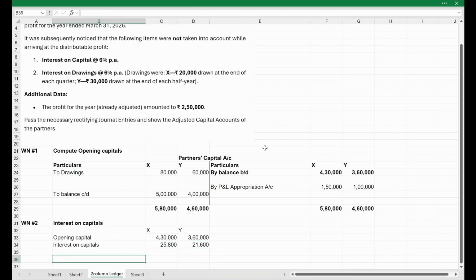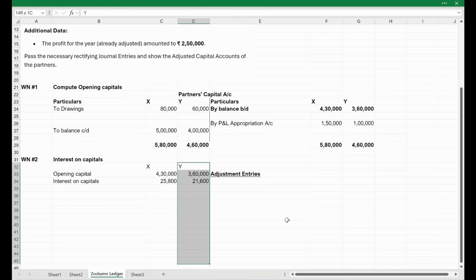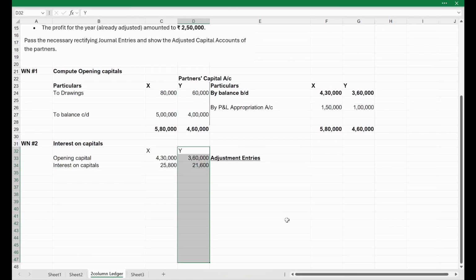Now, the question says that prepare rectifying journal entries. So let us directly put this into a journal entry. Adjustment entries. First entry, P&L adjustment account debit to partners capital account. Had it been a normal situation, the entry would have been interest on capital account debit to partners capital, but we are doing it like a post facto, so it's like a rectification. So you don't bring interest on capital, rather you bring P&L adjustment itself.